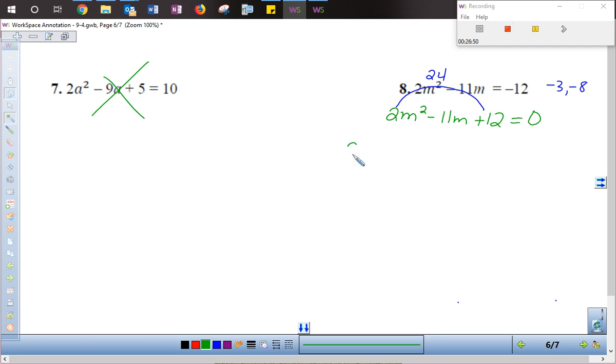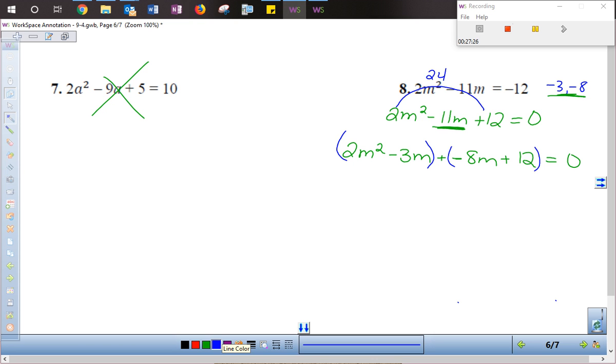Now I rewrite. Bring down my 2m squared. Replace negative 11m with negative 3 and negative 8. But remember, we want them to have an addition sign in between. So if I bring down my minus 3m, instead of bring down minus 8m, I want to put plus negative 8m. Then bring down my plus 12 and set it equal to 0. Now we can group. Parentheses around 2m squared minus 3m and parentheses around negative 8m plus 12. Double check that you have an addition symbol in between your parentheses.